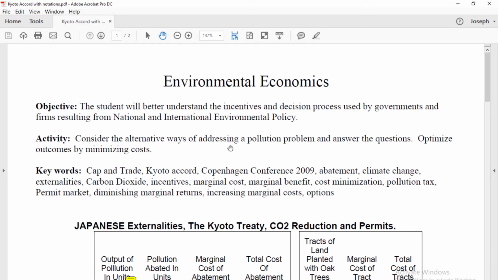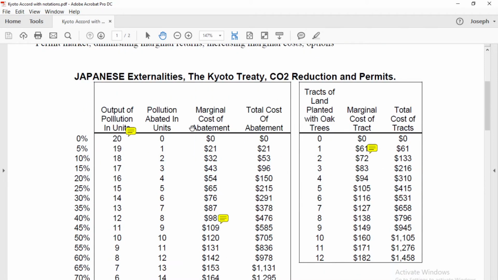Okay, here's the scenario. You've got this complicated looking chart here, which is showing the output of pollution by Japan. Now, in the first line, we see that if Japan produces 20 units of pollution, then they are not abating any pollution. So they're running at full maximum pollution output. And they're not intending to make pollution. They're actually making energy, and they're making all sorts of neat things. But their byproduct of their positive endeavor is that they're also making 20 units of carbon dioxide. Since they're not doing any abatements, the cost of doing abatements is zero, and the total cost of abatement is zero. That's how you read that.